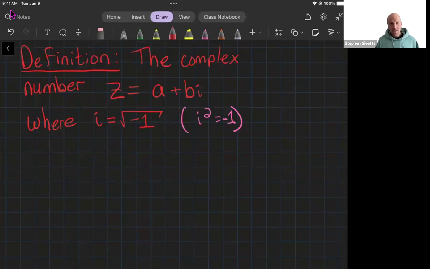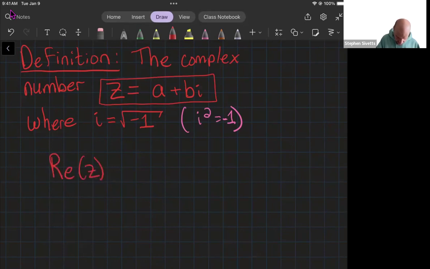Next, we're going to look at the components of this complex number Z, okay? Complex number Z here. This quantity is read as the real component of Z. So it's the real number of Z. So the number that is not multiplied by I, okay? So in this case, the real part of Z is equal to A, okay?